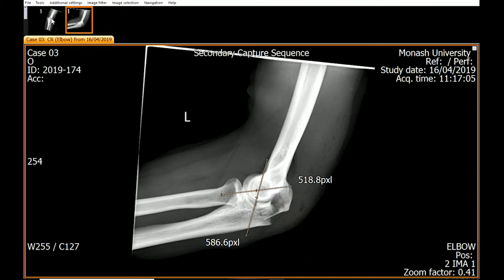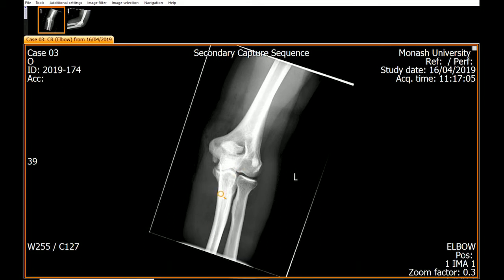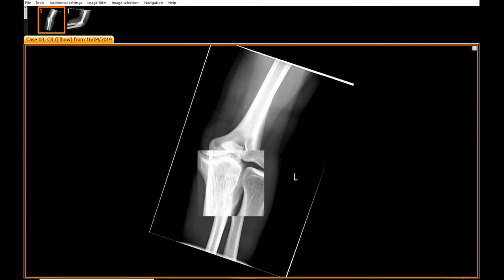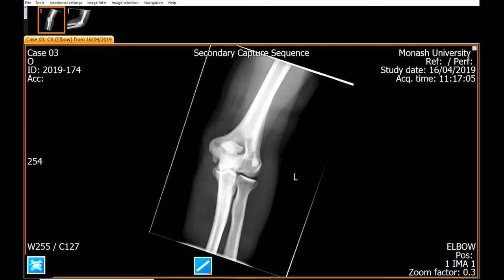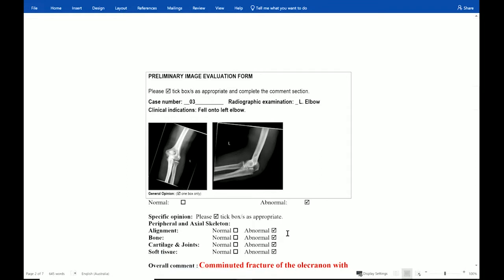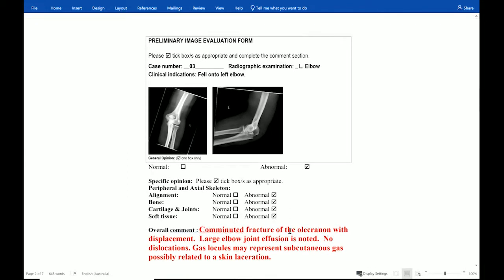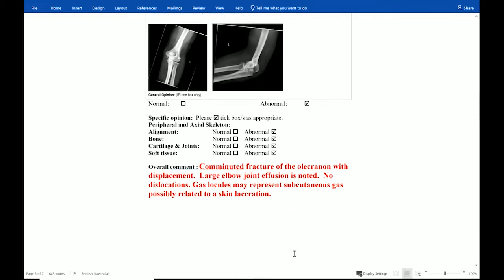What we do note, though, is there is some gas in the soft tissue, which is probably due to a skin laceration. And here we have our AP view as well, and we can see from the olecranon there is a fracture and that it is displaced. So for case 3 then, it's abnormal and everything else is abnormal. Your overall comment is that there is a comminuted fracture of the olecranon with displacement. There's large joint effusions. There's no dislocations, and these gas locules may represent subcutaneous gas related to a skin laceration.